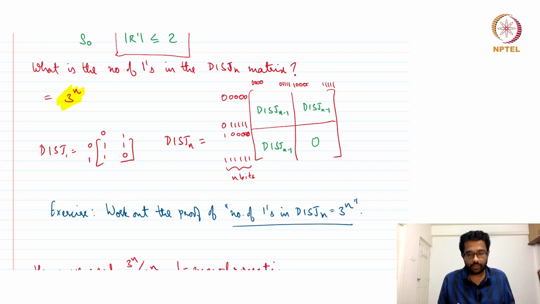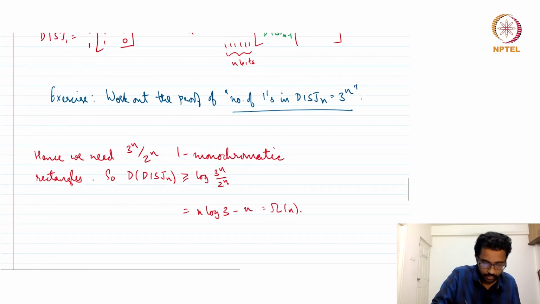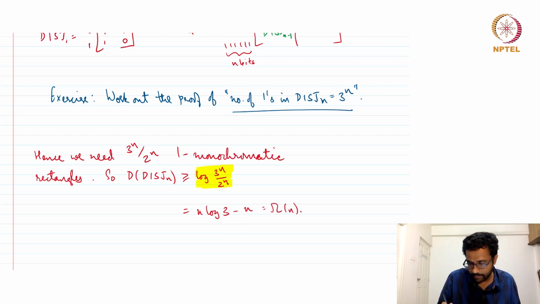Okay, so now we have seen that the number of ones is equal to 3 power n, and we know that each one monochromatic rectangle has size at most 2 power n. So the number of one monochromatic rectangles must be at least 3 power n divided by 2 power n, because each one monochromatic rectangle can include at most 2 power n entries, and the total number of ones is 3 power n. So we need at least 3 power n divided by 2 power n rectangles. So the number of leaves must be at least 3 power n divided by 2 power n. So the communication complexity is at least log of that, which is what we have written here. It is log of 3 power n divided by 2 power n.